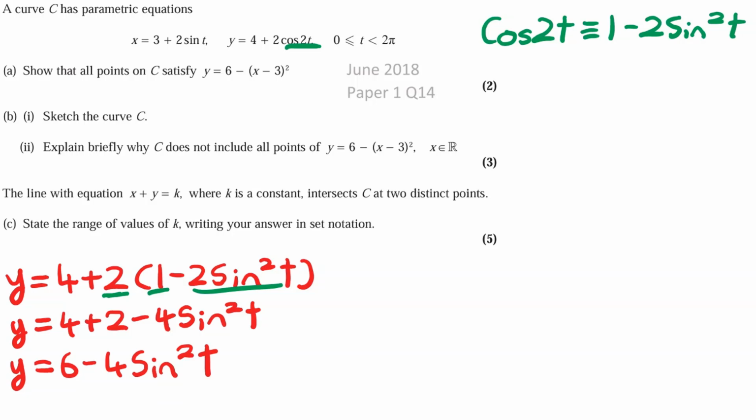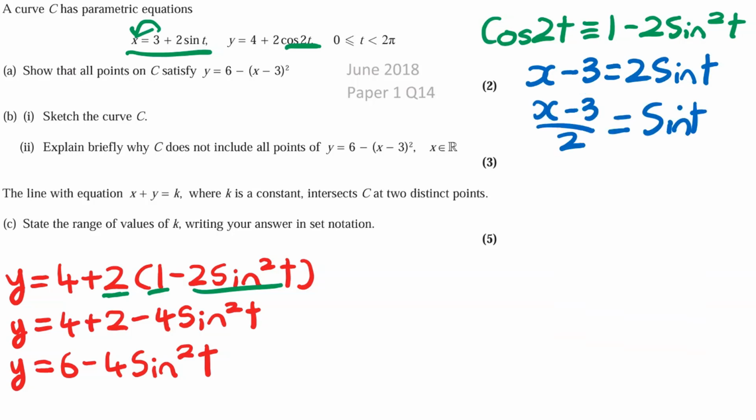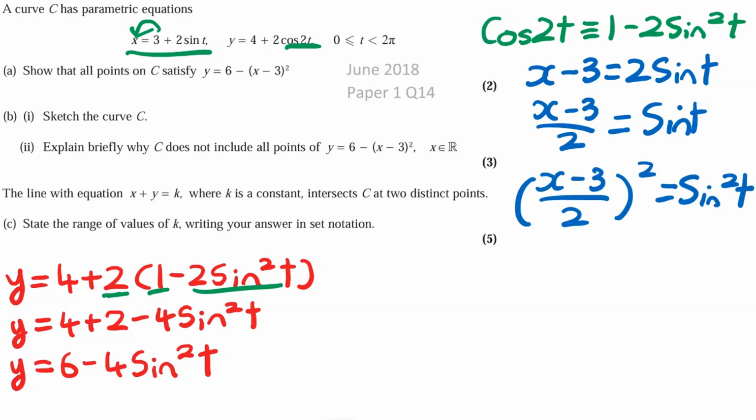Okay, so what we're going to do now is rearrange this x parametric equation in order to make sin t the subject. So if we move this 3 onto this side, it becomes x minus 3 is equal to 2 sin t, and then if we divide both sides by 2, we get that x minus 3 over 2 is equal to sin t. We need it to be sin squared t. So therefore, if we square both sides, we get that sin squared t is equal to x minus 3 over 2, and all of this to the power of 2.